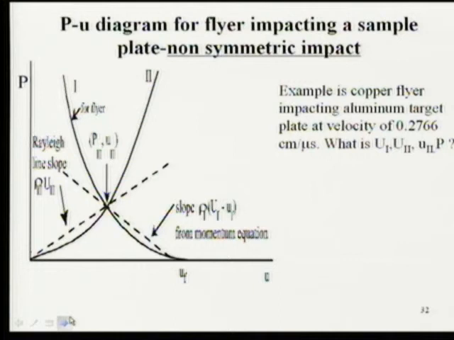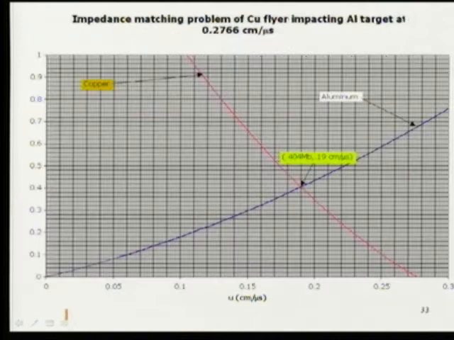Now, not all flyer plates and impact plates are the same, of course. So that's called non-symmetric impact. Here's an example of a copper flyer impacting an aluminum target. And the copper is going at 0.2766 centimeters per microsecond. So now, what are the values for U1, U2? How would you find those values?